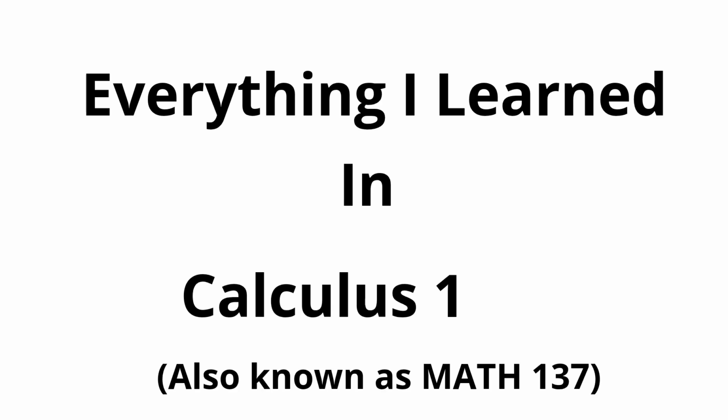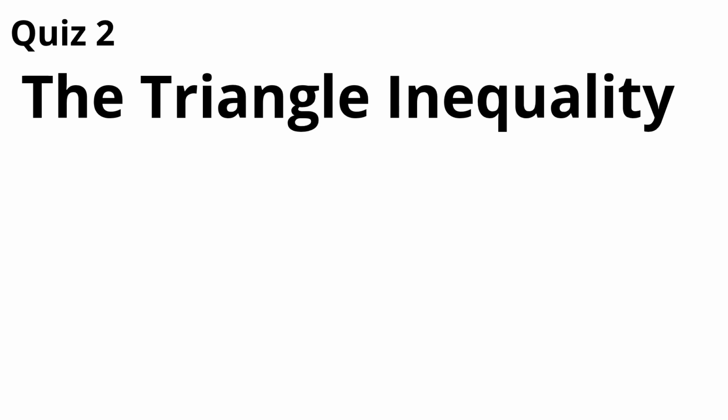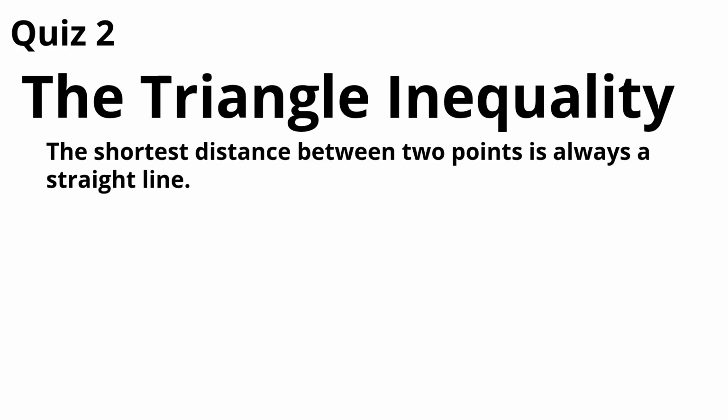Everything I learned in Calculus 1, also known as Math 137. Let's start off with the triangle inequality. This means that the shortest distance between 2 points is always a straight line. Most people should know this.